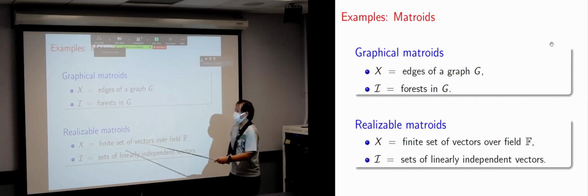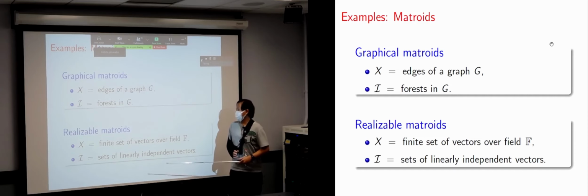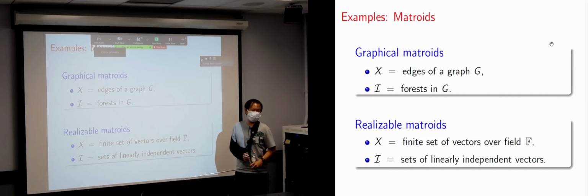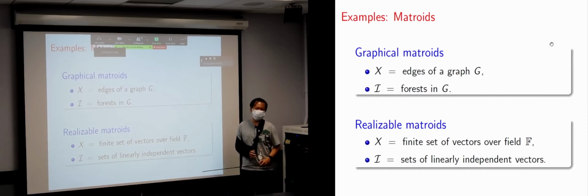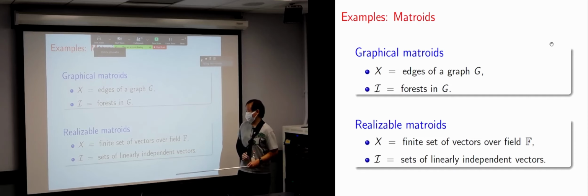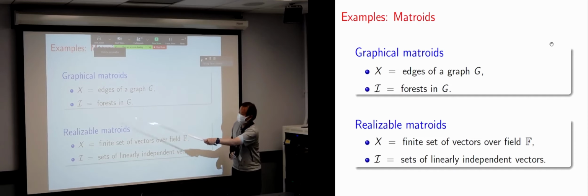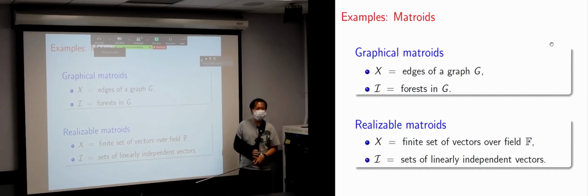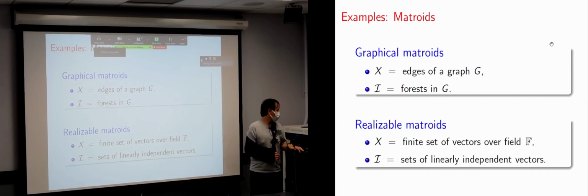Another example is what we call the realizable matroids. This is where the ground set is a finite set of vectors over a field, which can be a finite or infinite field. And the independent sets, obviously from the name, are the sets of linearly independent vectors. In fact, the graphical matroid is a special case of realizable matroids. The graphical matroid is where the vectors are the vectors in the adjacency matrix, which is realizable over any field. Okay? So they are concrete objects.